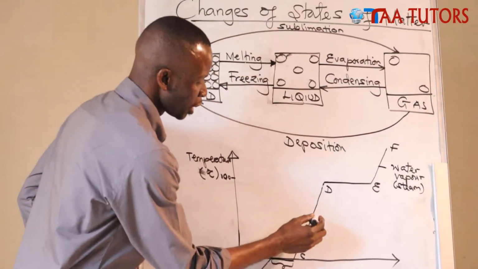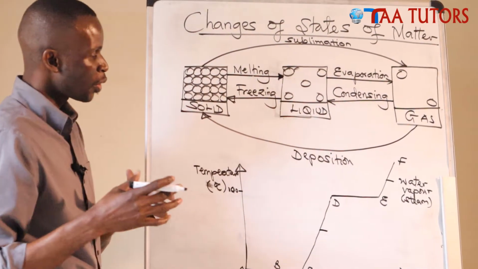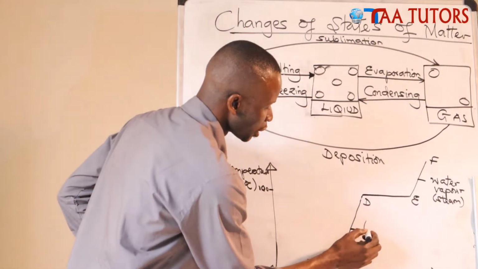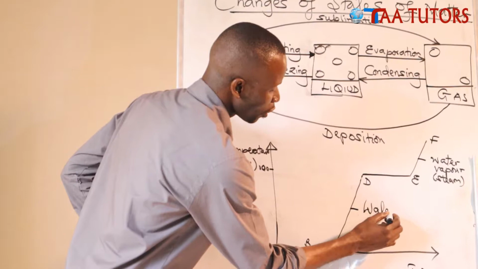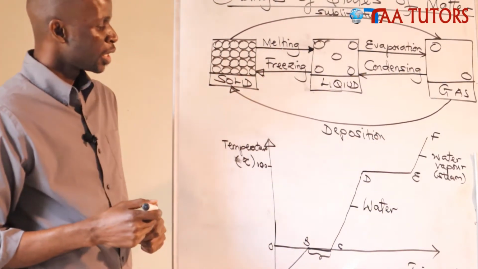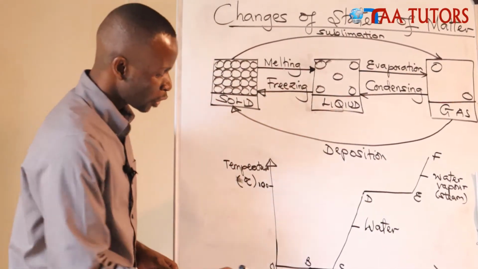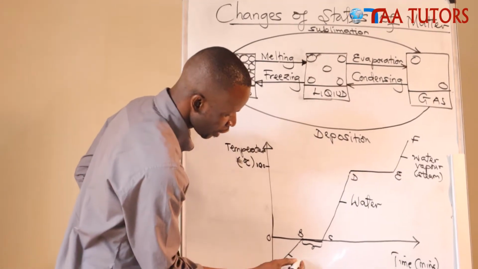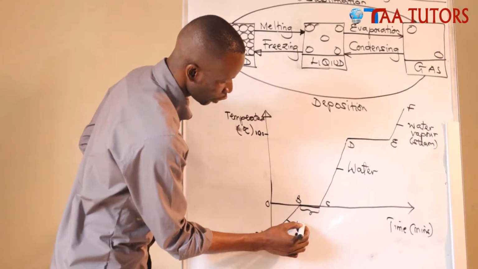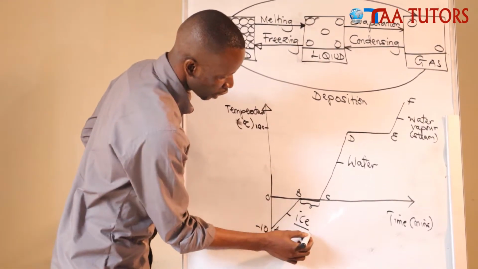Between C to D, the water here is in liquid state. So the liquid state of water is just called water. That's the name of water in liquid state. What about here? Between here, this water is solid, and the name of water in solid state is ice.